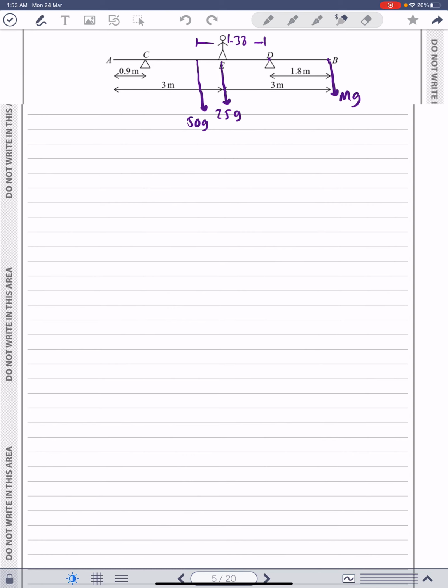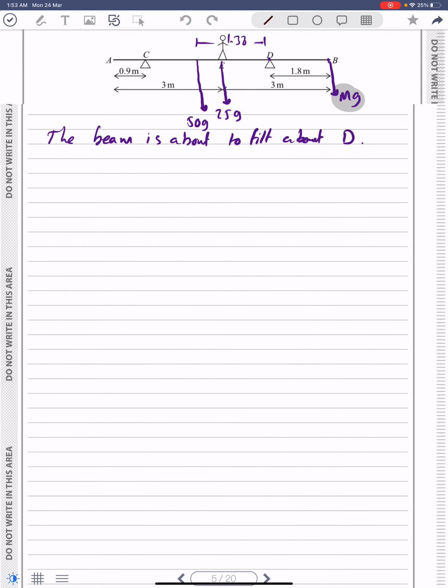Dear students, when the particle or block m is at B, what would this tell, or what should this tell even? That the beam will be tilting, so since m is on B, the beam is tilting or is about to tilt about D.